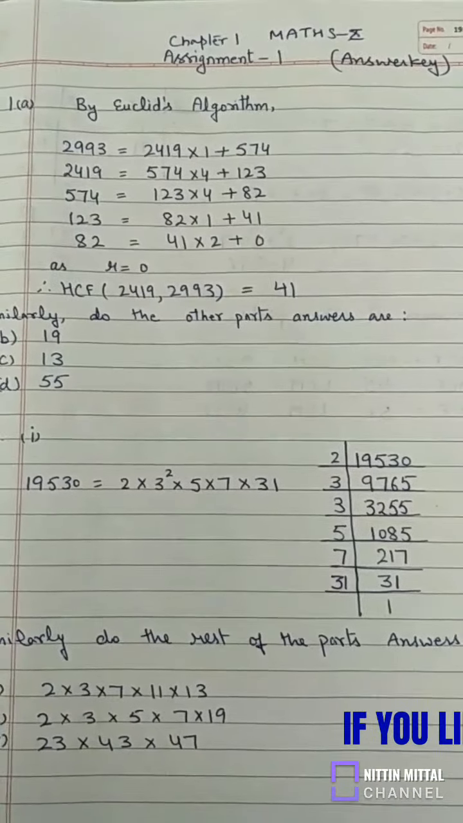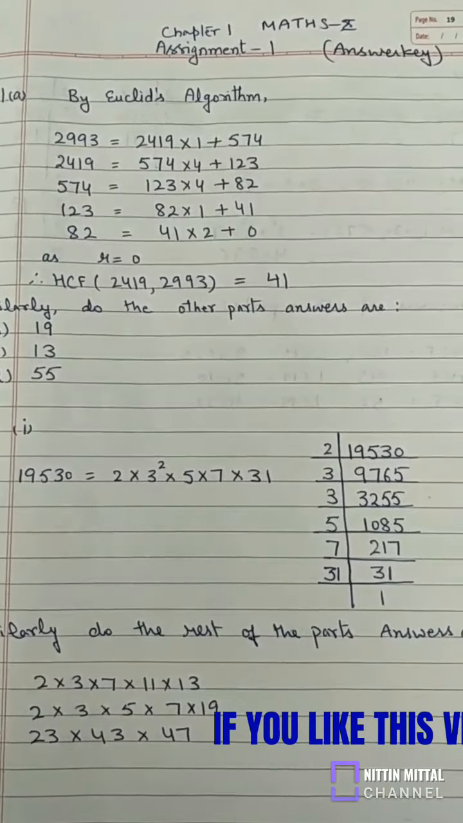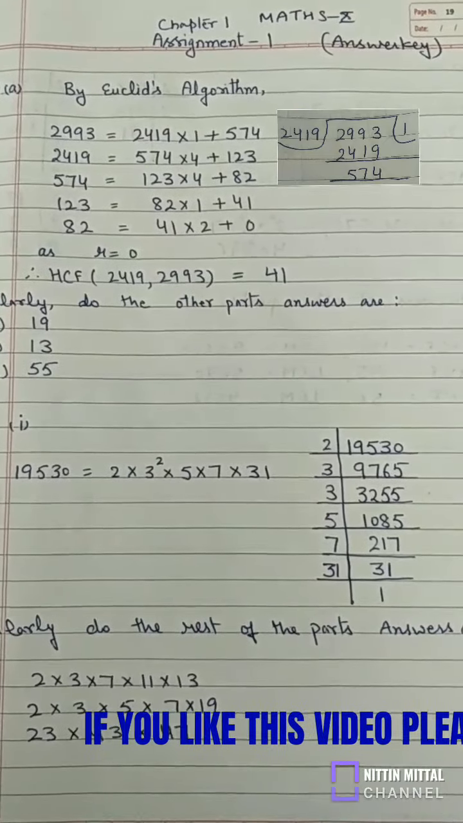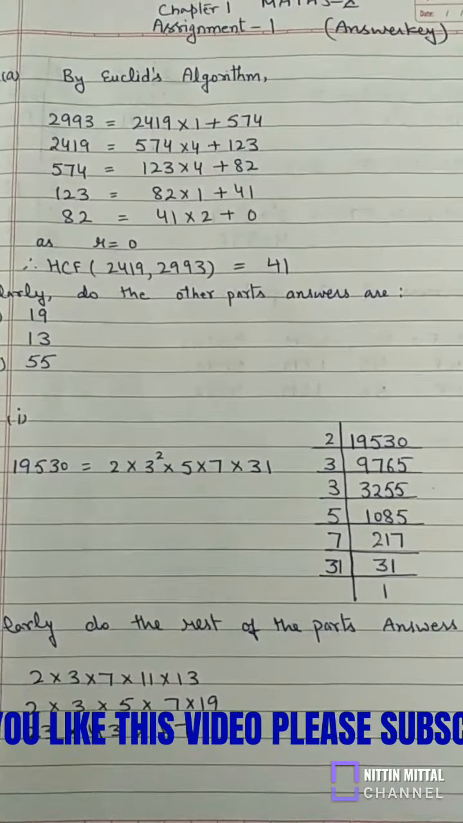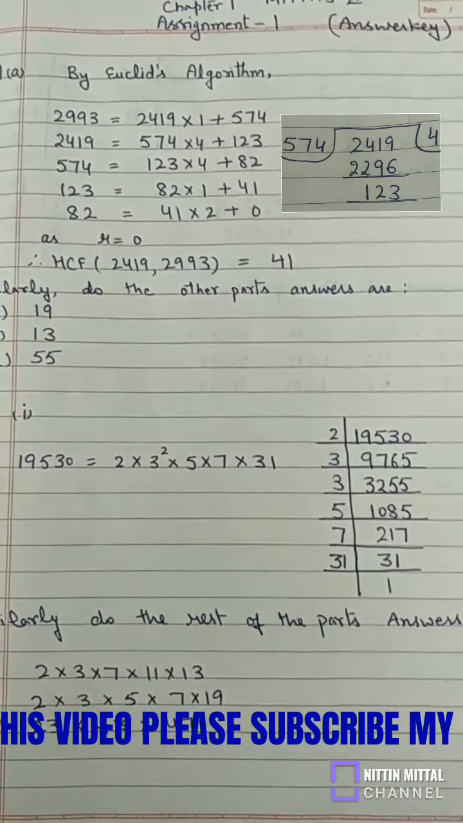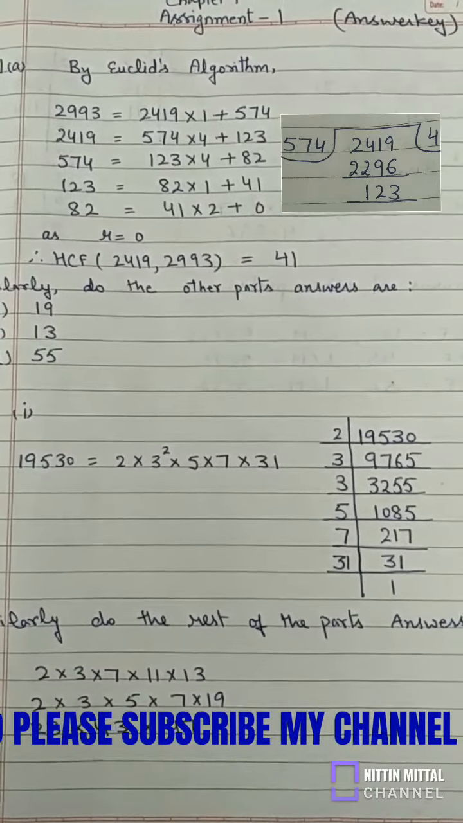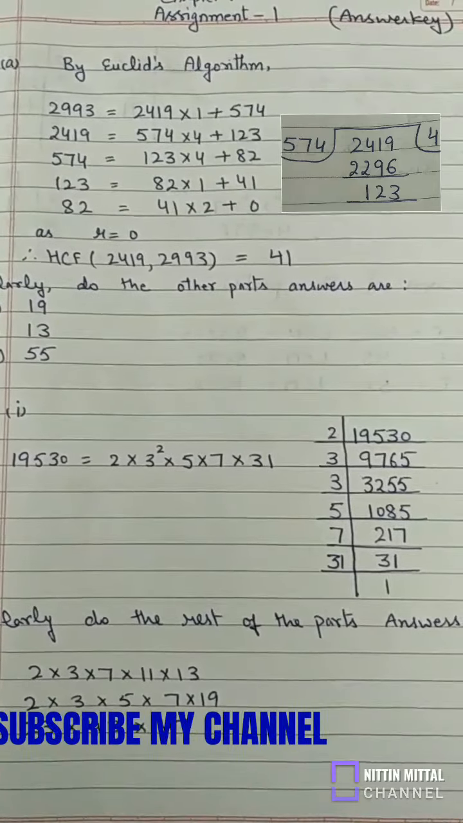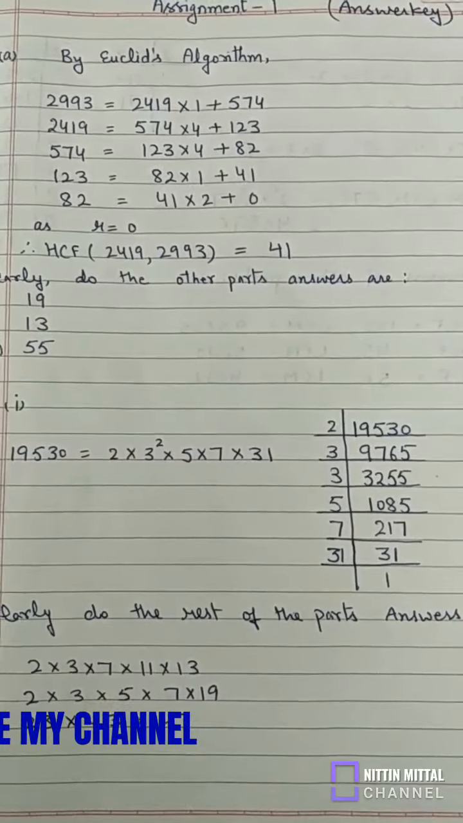By using Euclid's algorithm, if we take 2993 as the dividend and divide it by 2419, the quotient will be 1 and the remainder will be 574. As the remainder is not 0, we have to continue. The previous divisor 2419 becomes the dividend and the previous remainder becomes the divisor. So we get 2419 equals 574 into 4 plus 123 as the remainder. Now as the remainder is not 0, we will continue.